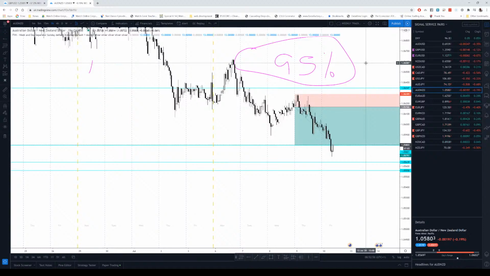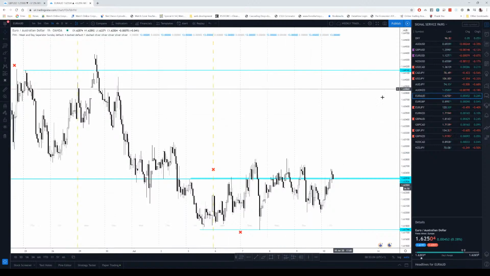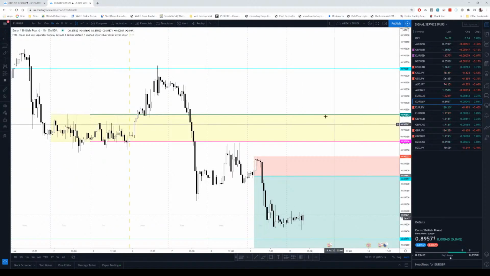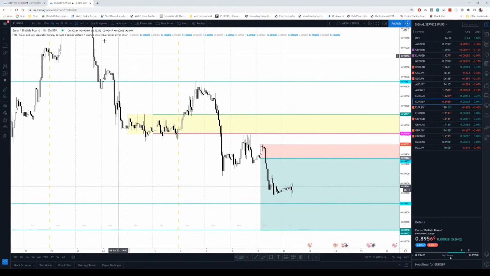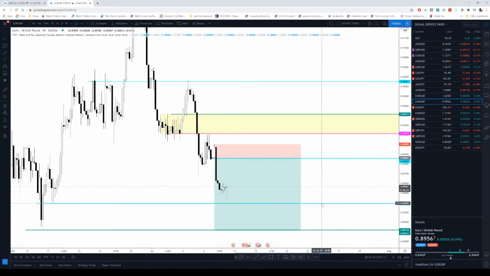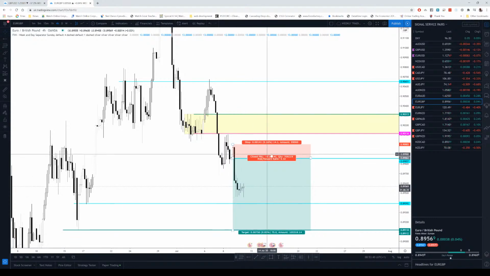Let's get rid of all this, and I've got 7 minutes, so I'm going to fly through it. There's nothing to talk about on this. It's absolutely sideways. Yesterday I had this level, and I still have it because it's still valid. There's a potential that price can come up here and then drop back down again. So keep this level with you.